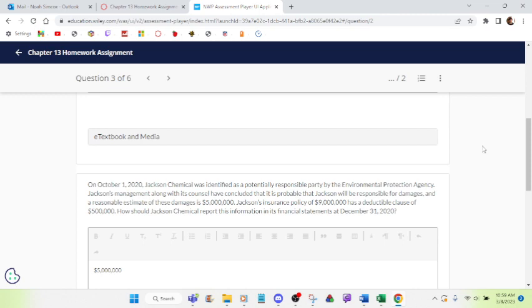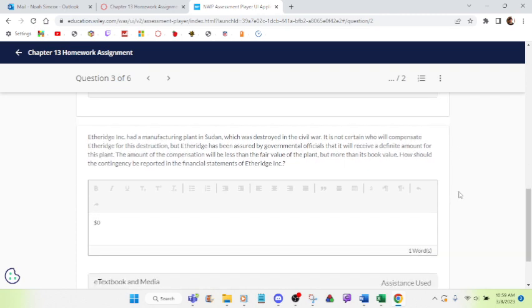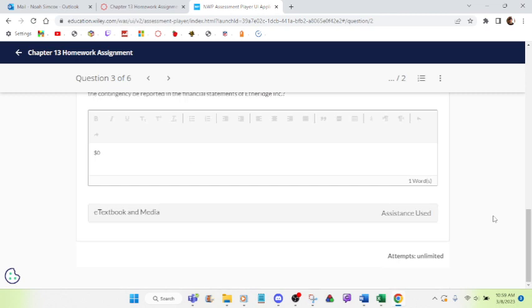And this next one, it will be more than the book value, so therefore it's going to be a gain. It will be not reported. Okay, I will watch the video.